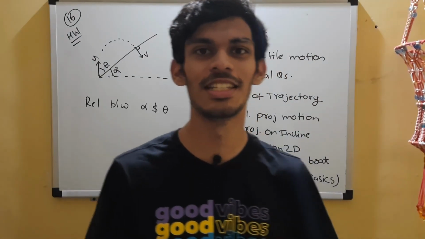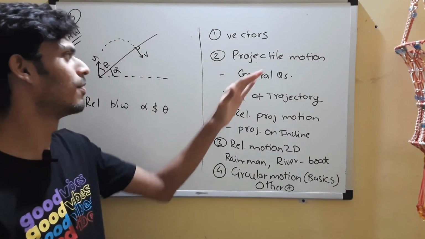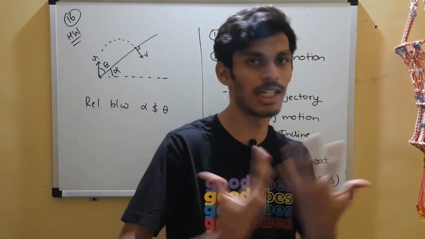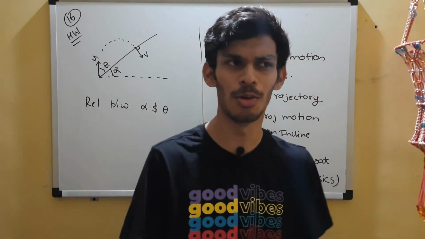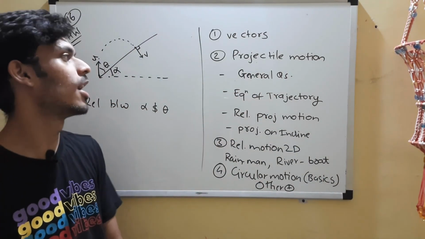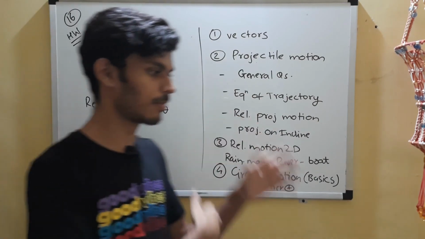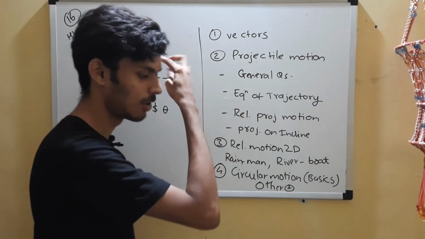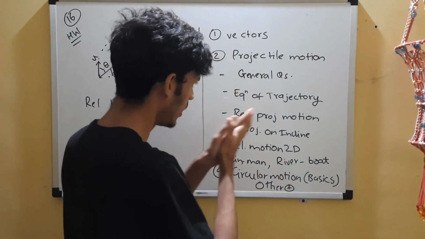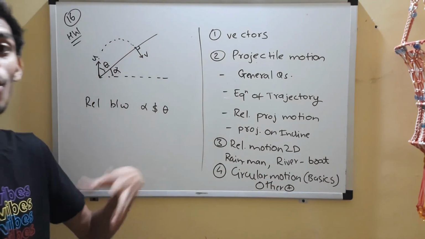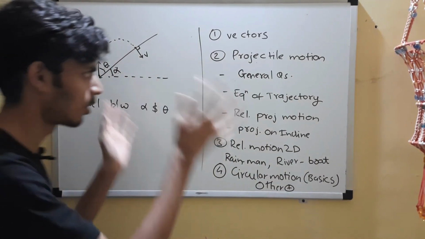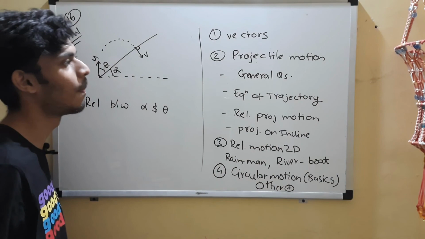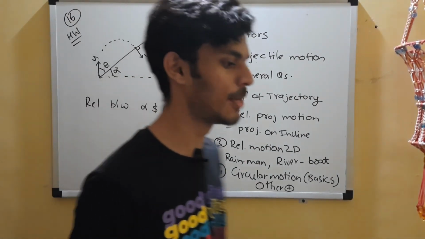Just a few general observations that you could make from today's video. You might have noticed that most of the questions were from projectile motion, right? So it's quite obvious because projectile motion makes up a major section of your motion in a plane. So a lot of questions are asked from there. Also, the questions based on projectile motion have a lot of variety. General questions can be asked, questions based on equation of trajectory, questions based on relative projectile motion, and projectile on an incline can also be asked. So projectile motion is a very, very important topic as far as your motion in two dimensions is concerned.